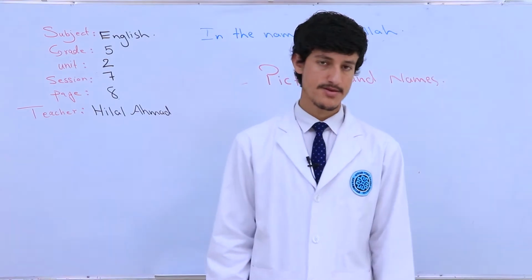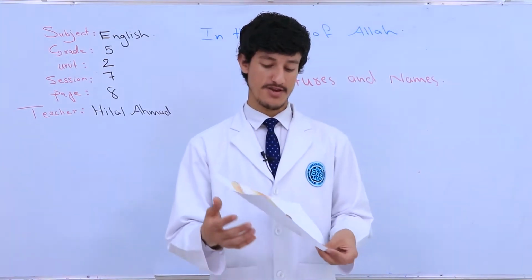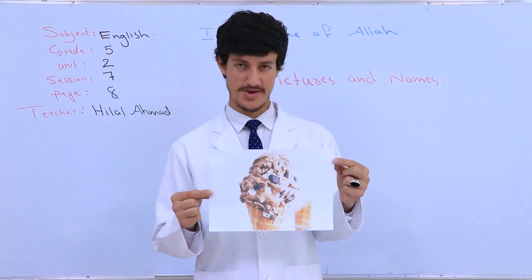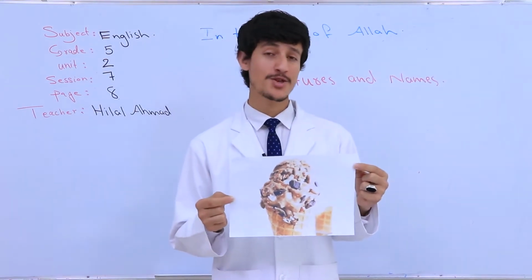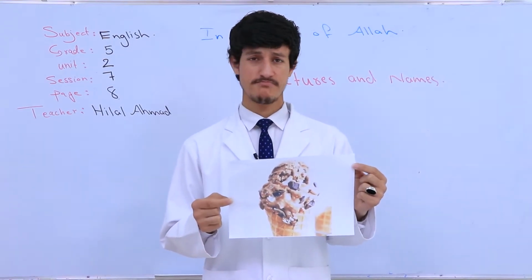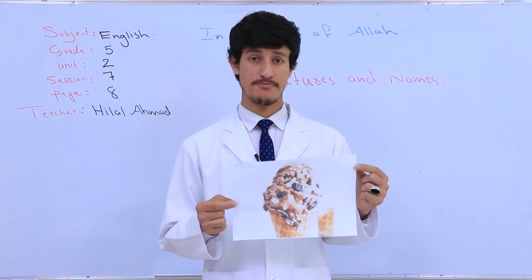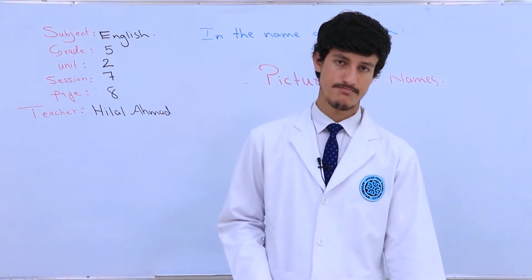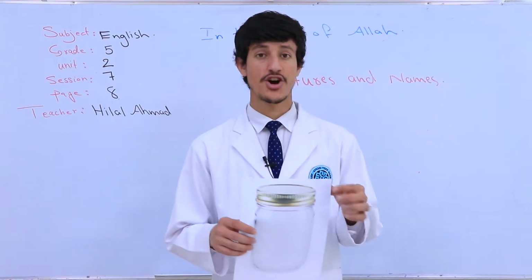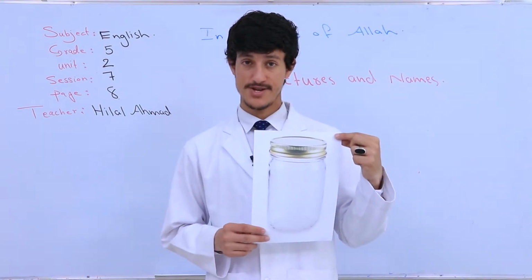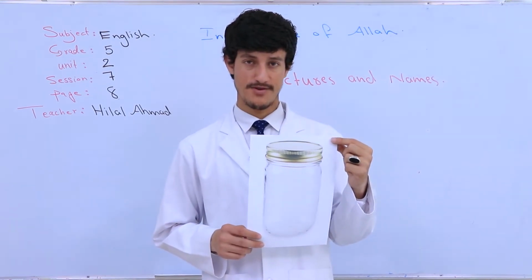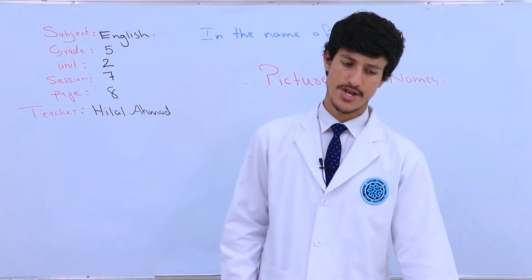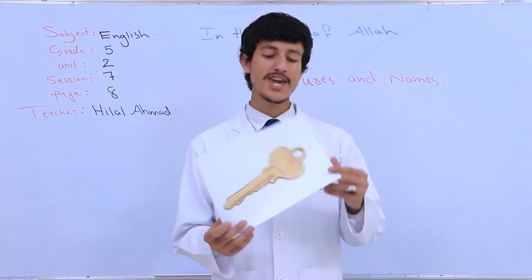And after hand, we have ice cream. What? Ice cream. I love ice cream. Do you like ice cream? I ate ice cream in the summer, right? Okay, the next picture is jar. What? Jar. This is the next picture, jar, right? Repeat after me, jar. And what is the next picture after jar? The next picture is key.